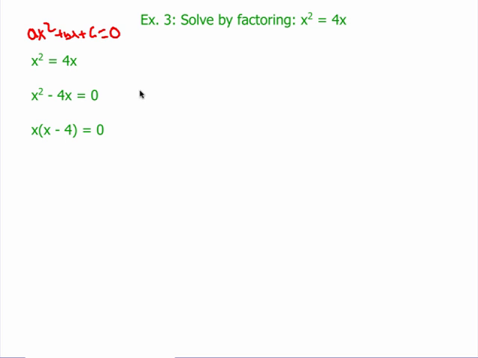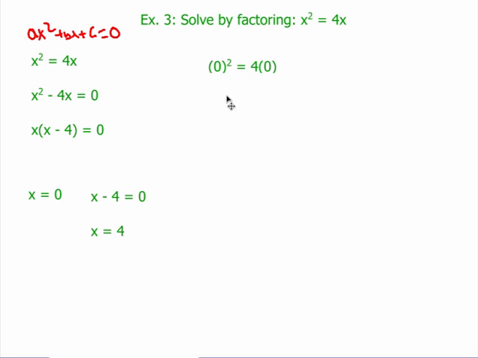So what am I going to do now? Well, now I'm going to set them both equal to 0. If I set x equal to 0, I just get x equals 0. If I set x minus 4 equal to 0, I get x equals 4. So now I've got my two solutions here. x equals 0, x equals 4.